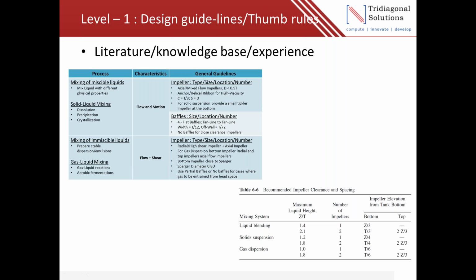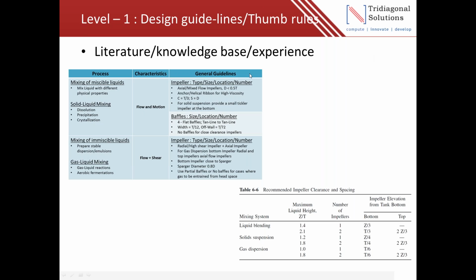So let's say we are looking at mixing of miscible liquids. Mainly we need much flow and motion of the fluids so that the 2 different liquids can be mixed. Similarly, for solid suspension, we need a lot of flow so that the flow can suspend solids in the vessel. In these applications, typically axial flow impellers will help us to get more flow at less power consumption.